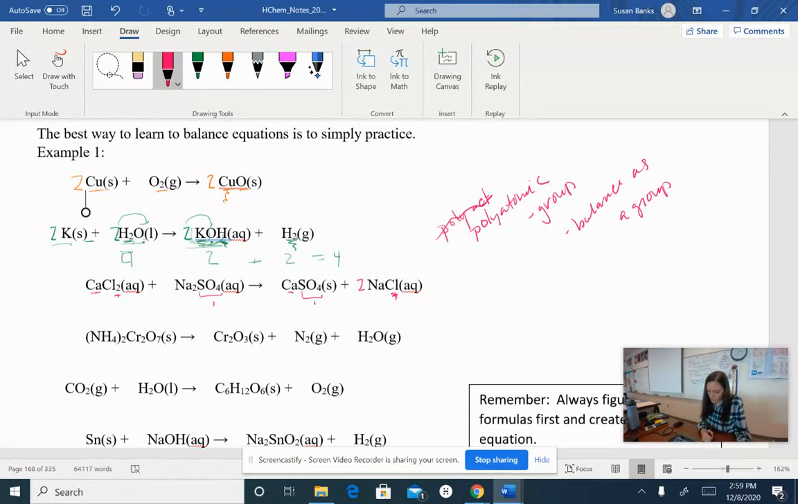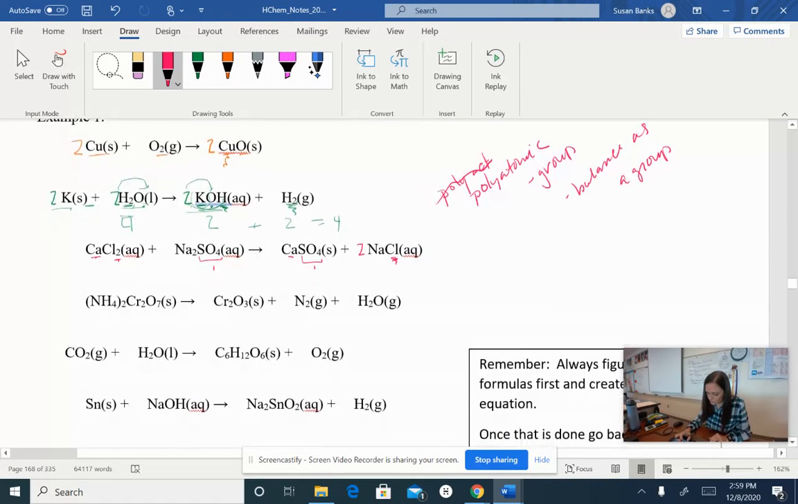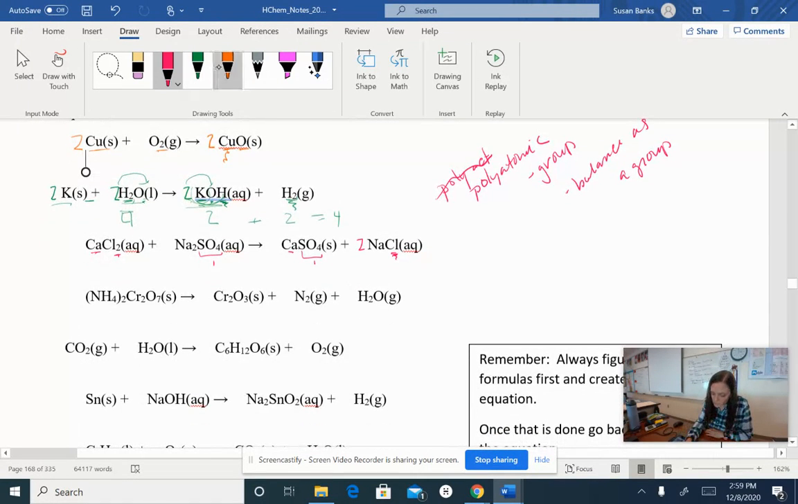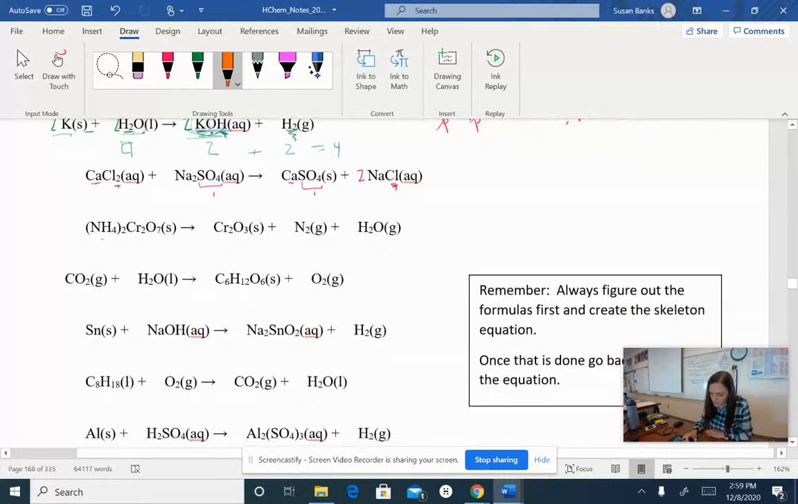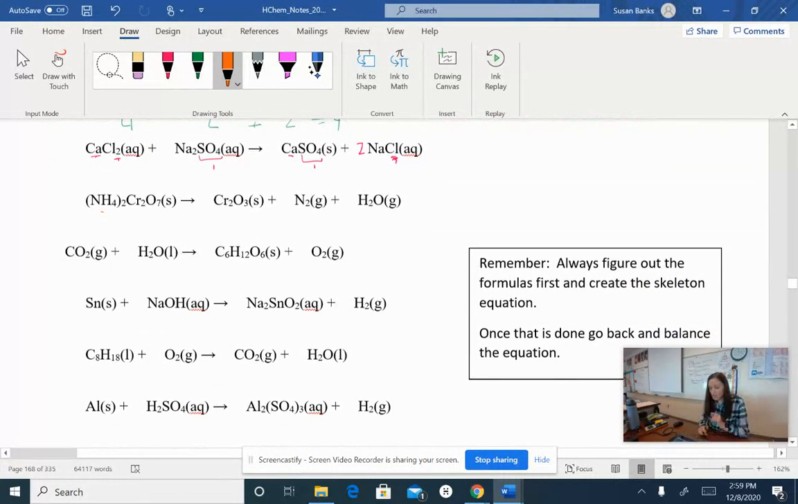Okay? Let's look at this next one. Ooh, we do have a polyatomic on this next one. I've got ammonium. But do I have ammonium on the other side? No, I don't. It breaks apart. It does not stay together. So when it doesn't stay together like this, you're going to have to balance it piece by piece, or by element. Okay? It makes it a little bit harder, but you can do it. I have faith in you.